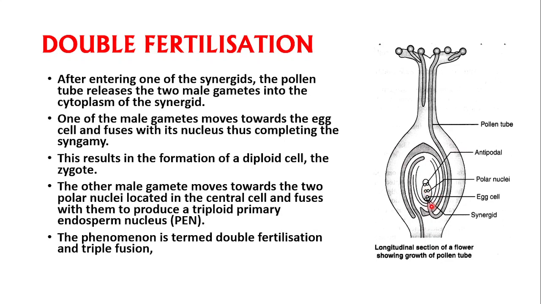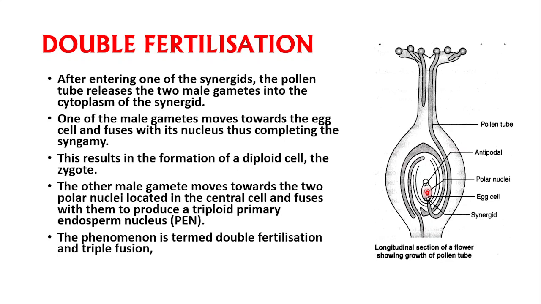And the first syngamy, which has taken place with the egg cell, the first gamete which has fused, will lead to zygote formation. The zygote which is formed here will develop into an embryo, and the primary endosperm nucleus will form the endosperm, which is the nutritive tissue for the developing embryo. Is that clear? That itself is double fertilization and triple fusion.